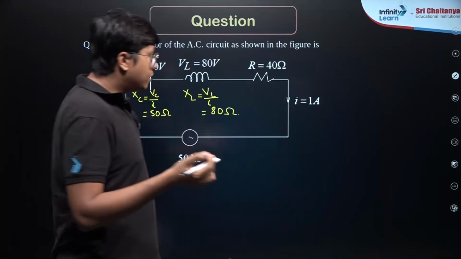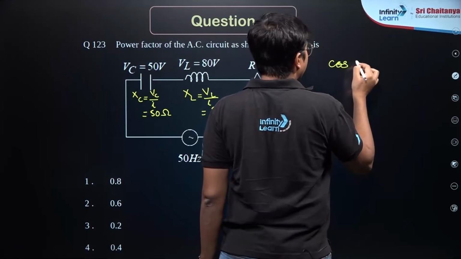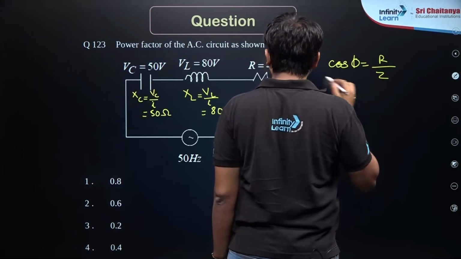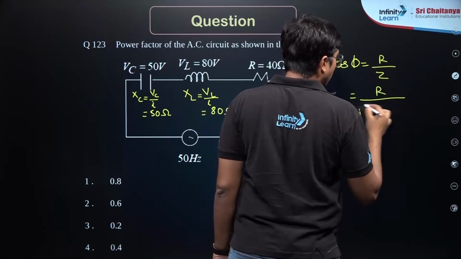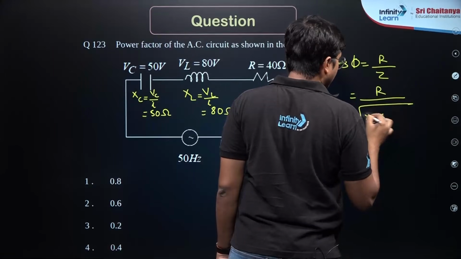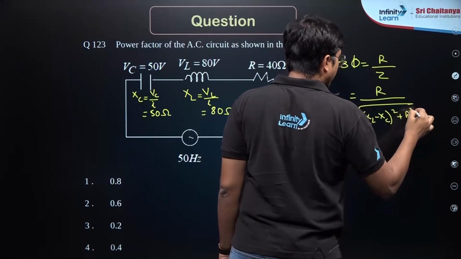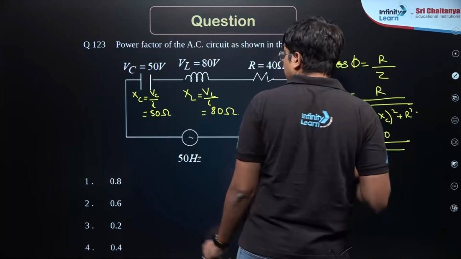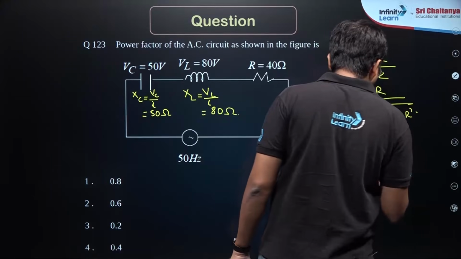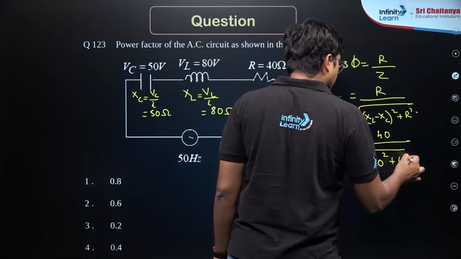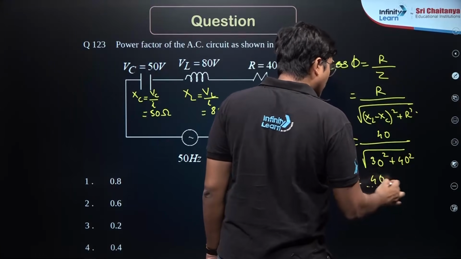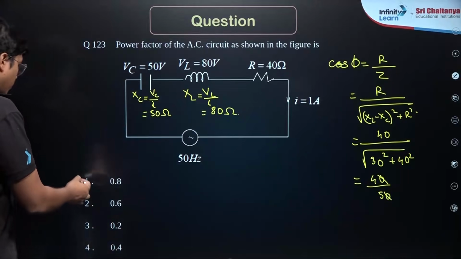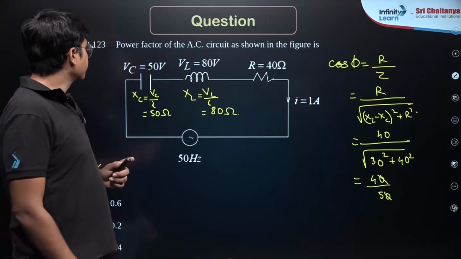Now, what is the power factor? Cos phi is basically R by Z, which is R by root over of XL minus XC whole squared plus R squared. R is 40. XL minus XC is 80 minus 50, that's a 30 square. Plus R square is another 40 square, that's a 40 divided by root 30 square plus 40 square is 50. That's a 4 by 5, it is 0.8. Option 1.